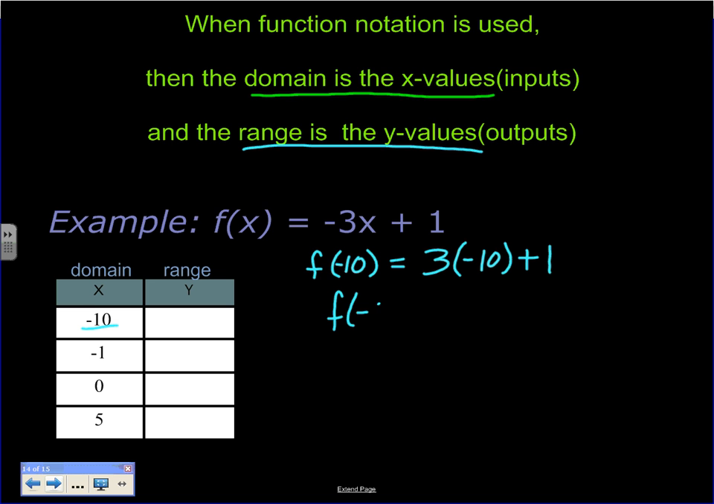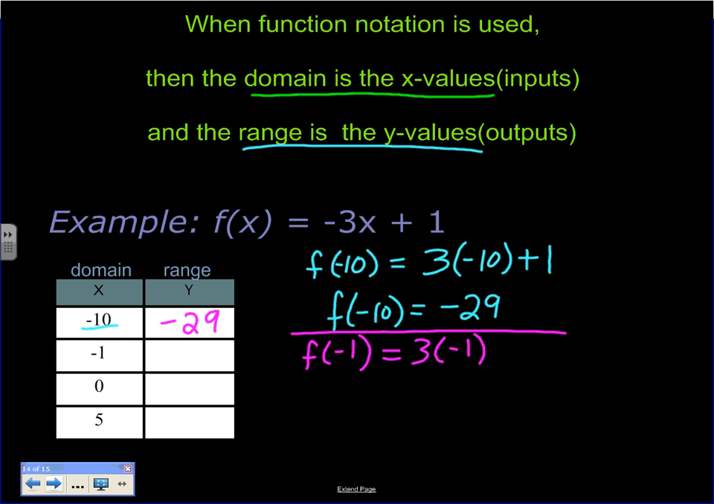So f of negative 10 is equal to 3 times negative 10, which is negative 30, plus 1, which gives you negative 29. And what about when x is negative 1? You substitute negative 1 in for x. F of negative 1 is equal to negative 3 plus 1, and f of negative 1 is equal to negative 2. So we'll put negative 2 there.